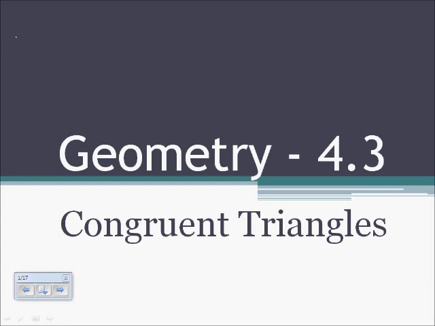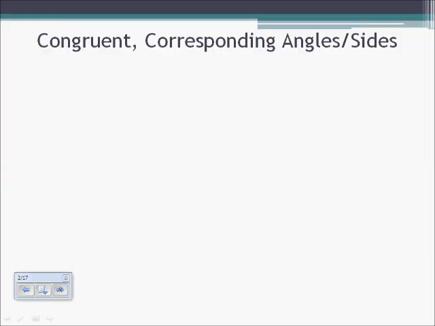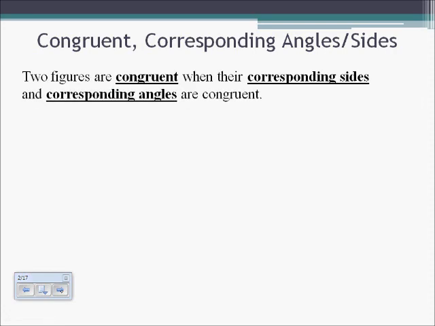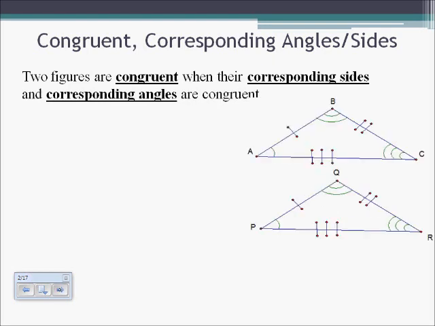Congruent triangles. Congruent corresponding angles and sides. Two figures are congruent when their corresponding sides and corresponding angles are congruent. What does that mean? If we take a look at our picture here, we have two triangles.